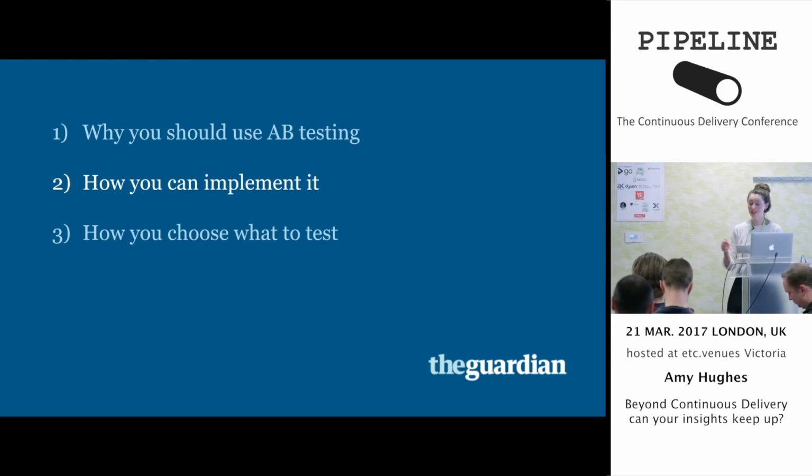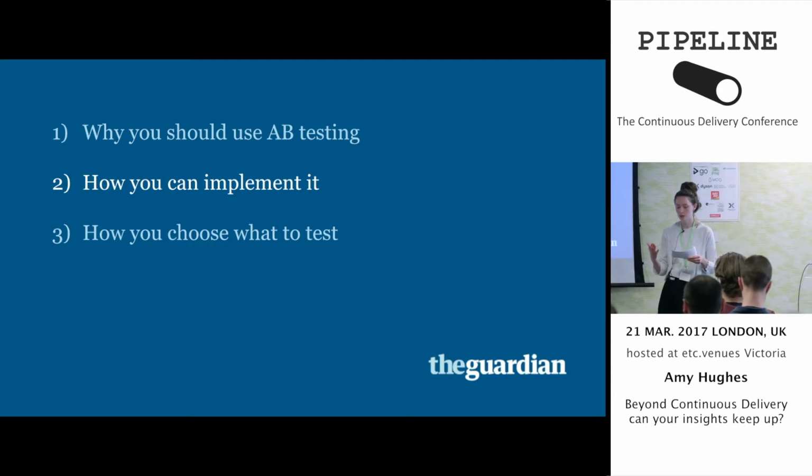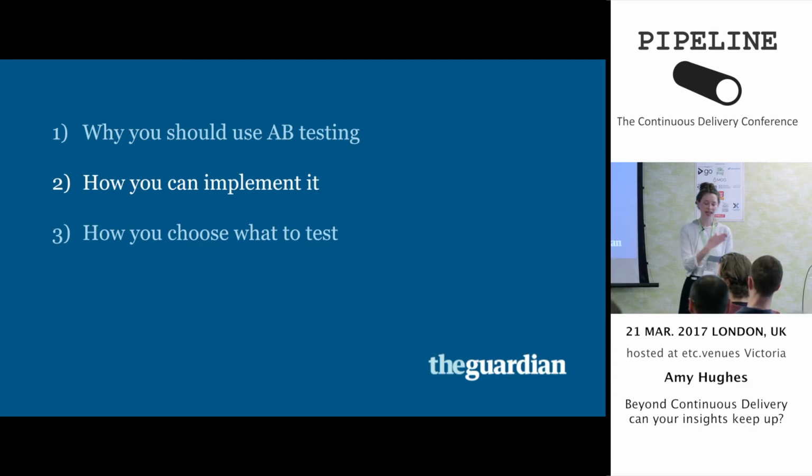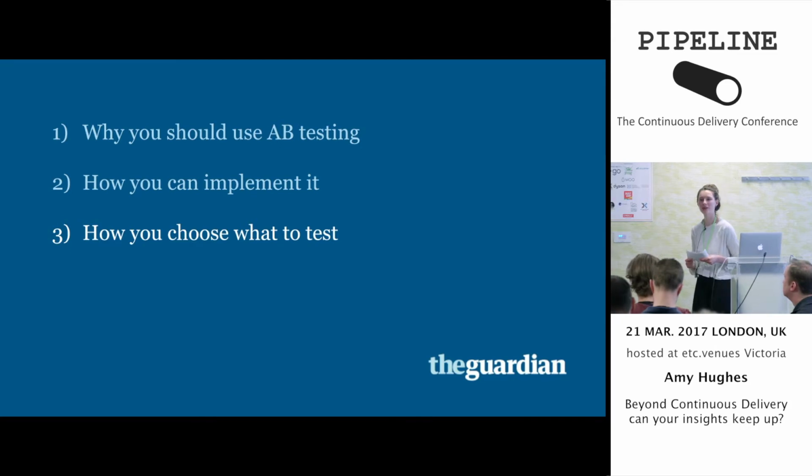So by this stage, you might have decided A/B testing is a neat way to measure performance, and you have an implementation, which means your teams are set up to get results. Which of the many changes you're making do you decide to test in this way? This is my third section. How do you choose what to test?